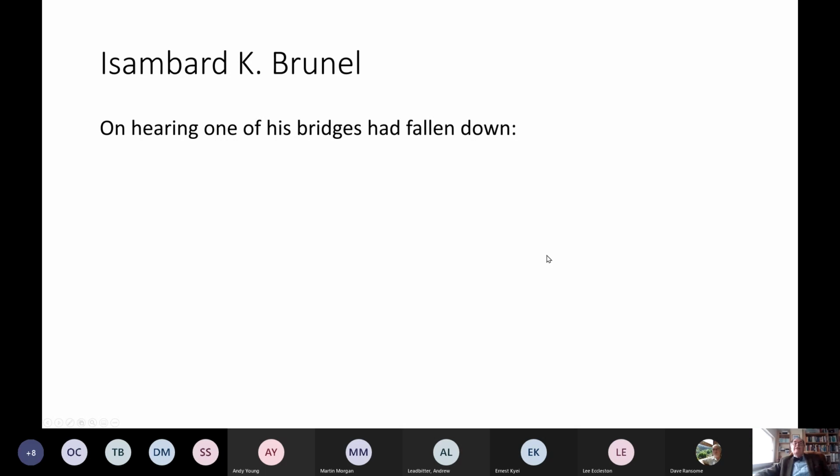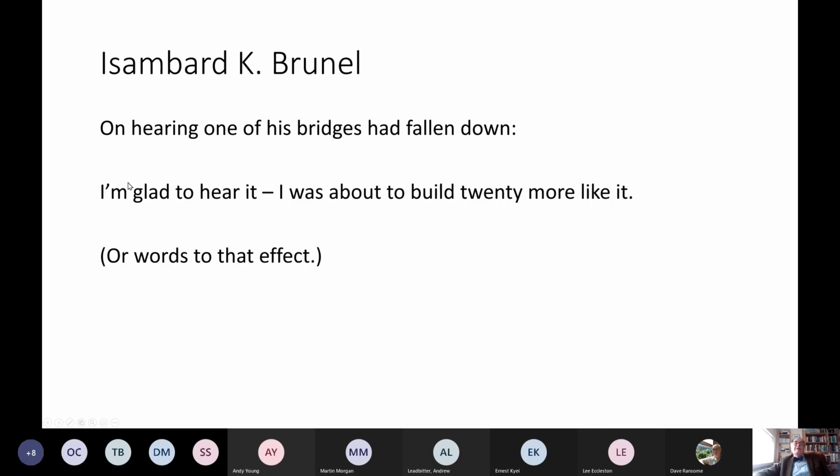There we are, gentlemen. I think that's all the territory I was planning to cover. A famous quotation here from Isambard Brunel, when he was told that one of his bridges had fallen down. I'm glad to hear it. I was about to build 20 more like it. These are the timber bridges, railway bridges on the Great Western Railway.